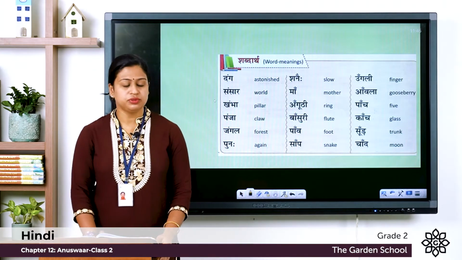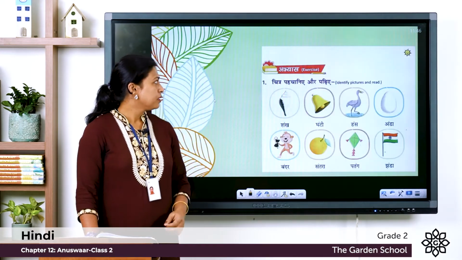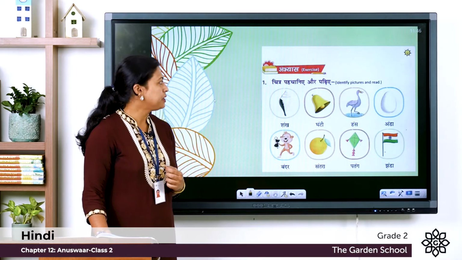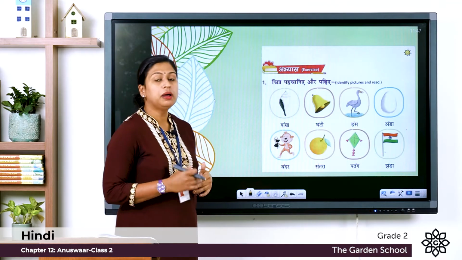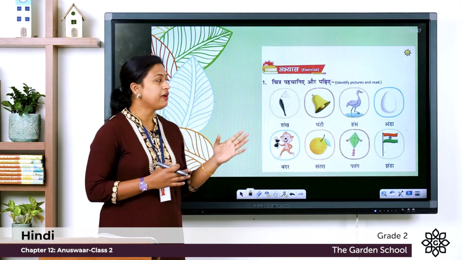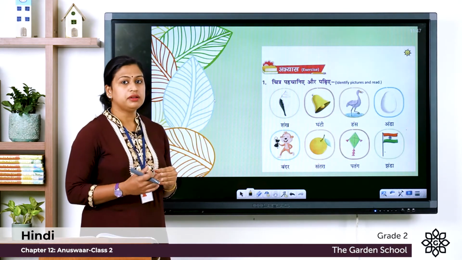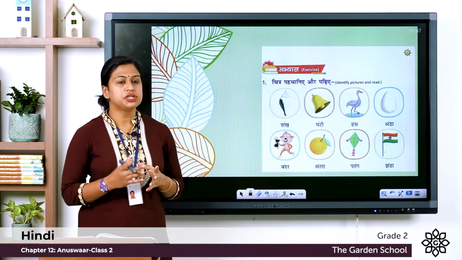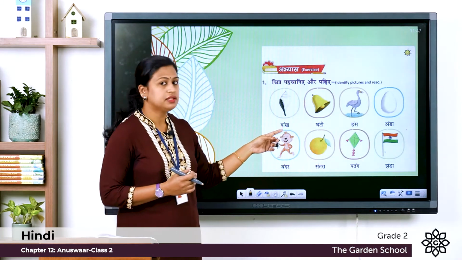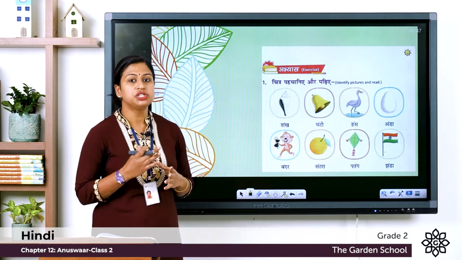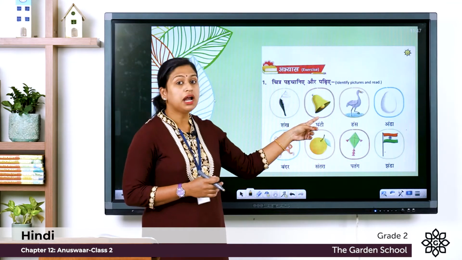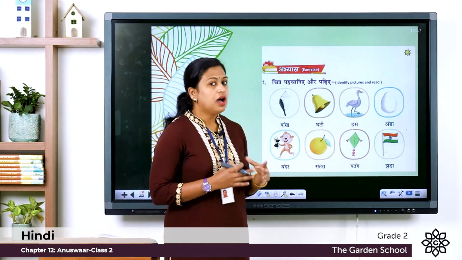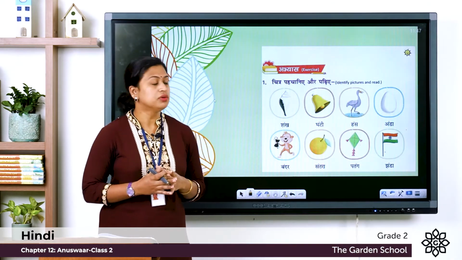Now let's move on to the exercise part. The first exercise, in Hindi we say abhyas. पहला प्रश्न, चित्र पहचानिए और पढ़िए. So you have to identify these pictures and read. The first one is shank. Shank means shell. So you can see here we are using this anusar symbol. Shank. Next one, ghanti. Ghanti means bell. Third one, hans. Hans means goose.